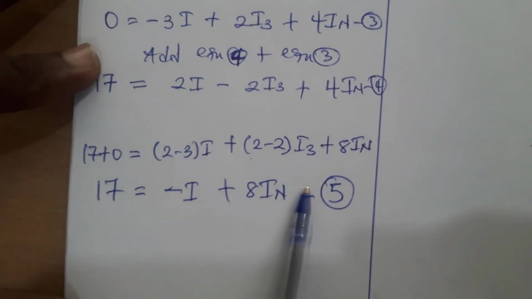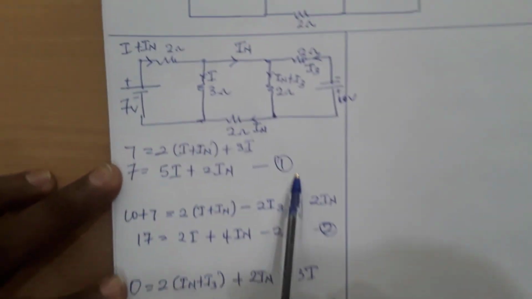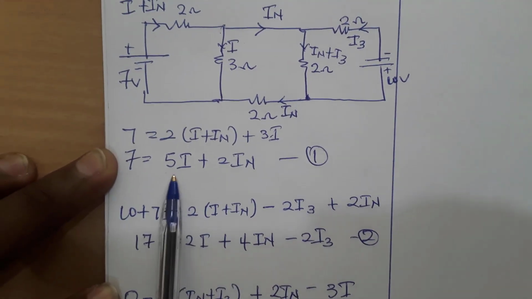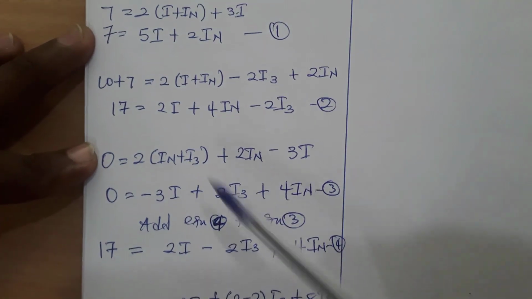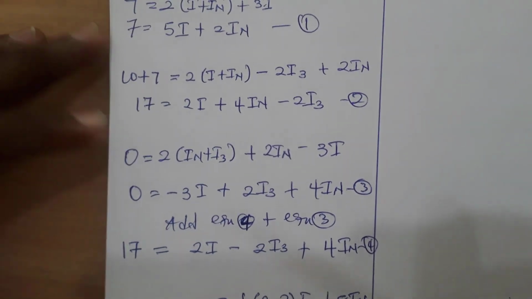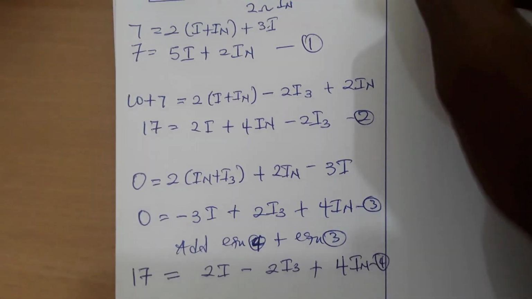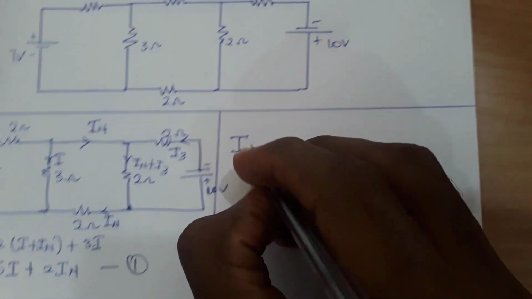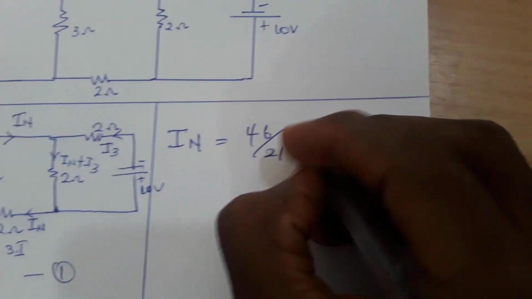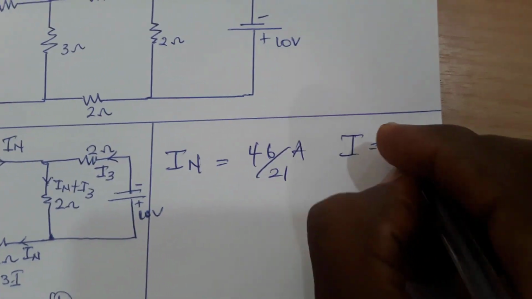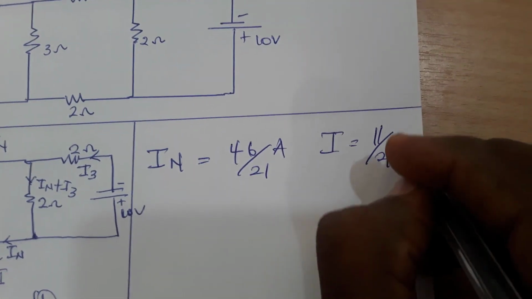Looking at equation 5 and equation 1, we have equation 1 in terms of I and IN, and equation 5 in terms of I and IN. So we can use the tools that we know, elimination and all that, to find the value of IN. We will have IN equal to 46 over 27, and I equal to 11 over 21 amperes.